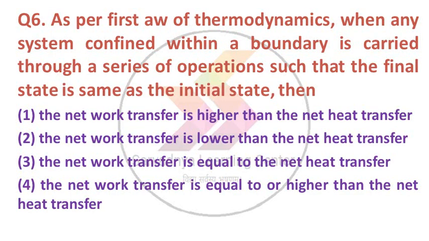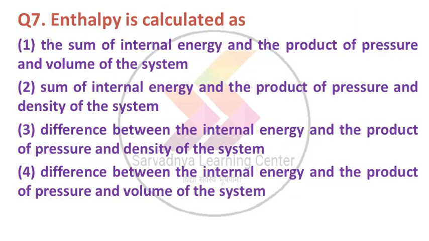Next question. As per the first law of thermodynamics, when any system confined within a boundary is carried through a series of operations such that the final state is the same as the initial state, then: option 1, the net work done is higher than the net heat transfer; second, the net work transfer is lower than the net heat transfer; option 3, the net work transfer is equal to the net heat transfer; option 4, the net work transfer is equal to or higher than the net heat transfer. The correct answer is option number 3, the net work transfer is equal to the net heat transfer.